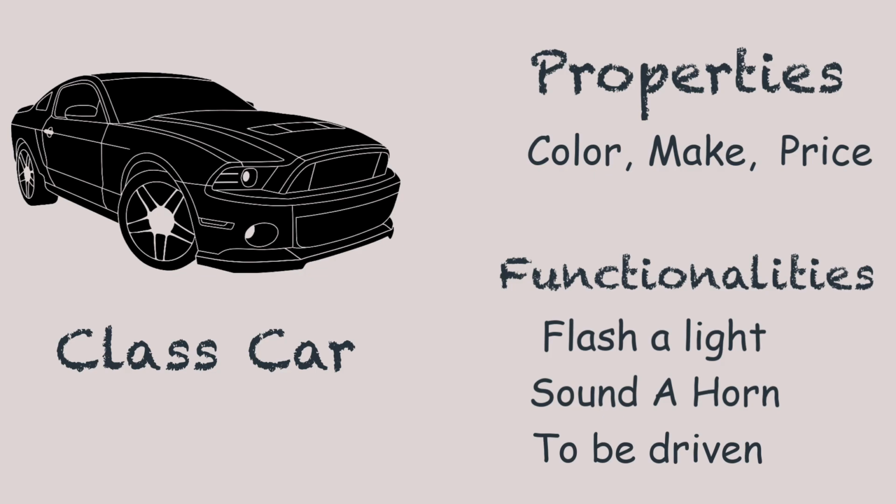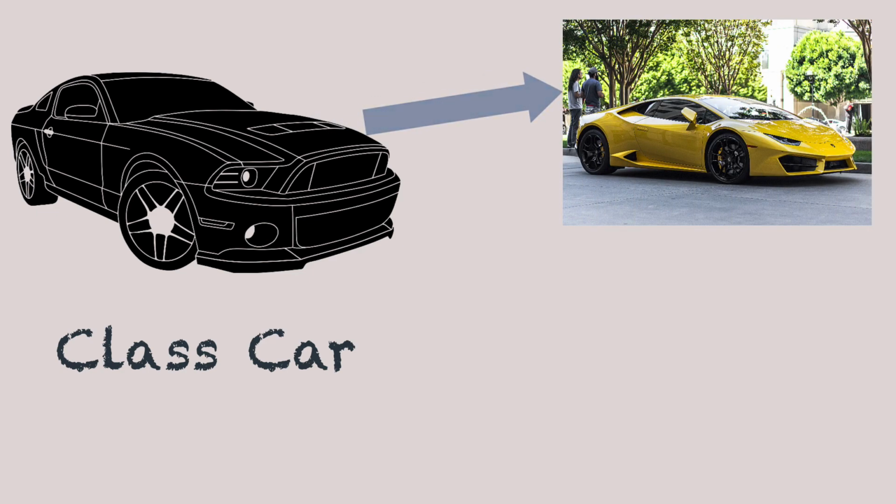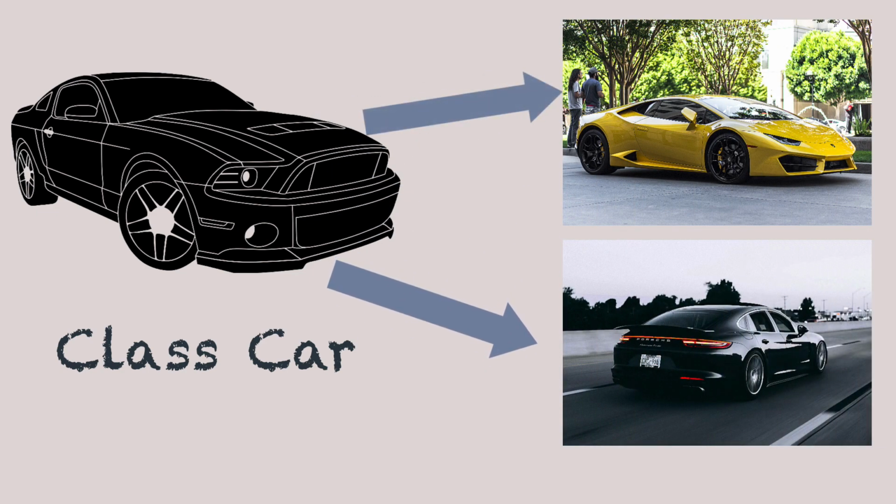So the car is going to have a color, the car is going to have a price, and the car is going to have a make on it. Also, the car will be able to sound a horn, the car will be able to flash a light, and the car will also be able to be driven by people. And you can have different cars made from this template. You can have as many as you want.